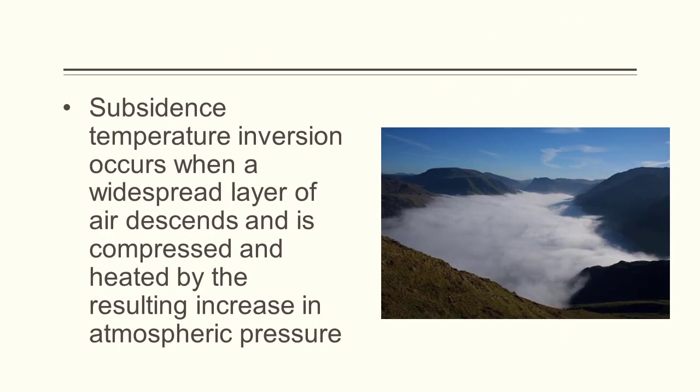Subsidence inversion develops when a widespread layer of air descends. The layer is compressed and heated by the resulting increase in atmospheric pressure, and, as a result, the lapse rate of temperature is reduced. If the air mass sinks low enough, the air at higher altitudes becomes warmer than at lower altitudes, producing a temperature inversion.